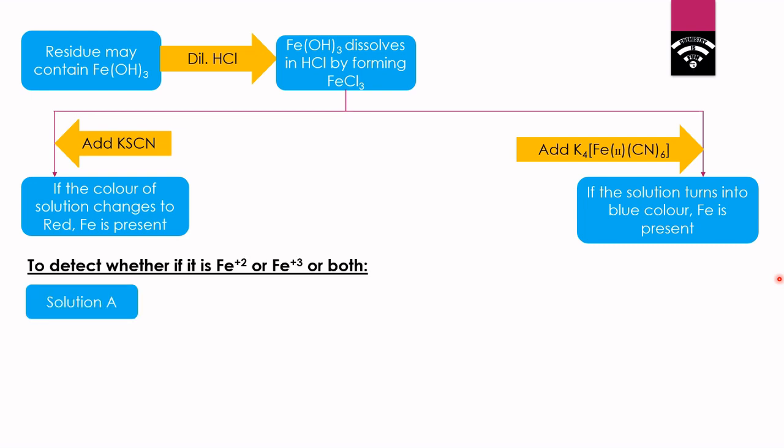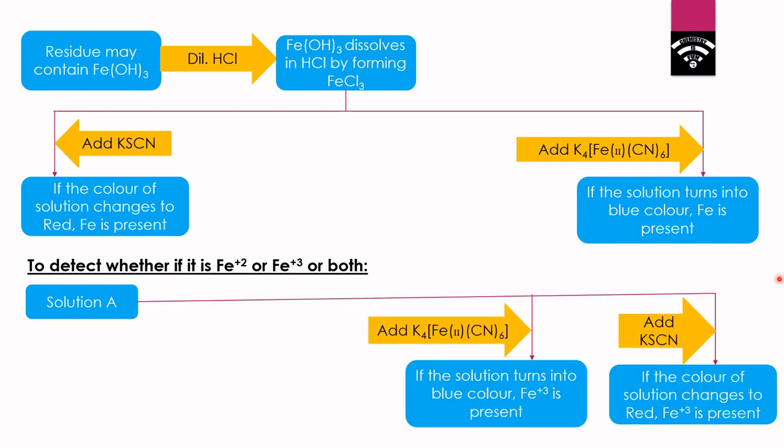So we cannot say which ion is present, Fe+2 or Fe+3 or both. For this we have to take solution A, the main solution which is left after the group 2 analysis, and divide it into two parts. In the first part we can add any one of them, or we can divide it again and add both. If we add potassium thiocyanate and the solution changes to blood red color, we can confirm that Fe+3 is present in the solution. Or we can add potassium ferrocyanide, and if the solution turns dark blue, Fe+3 is present.